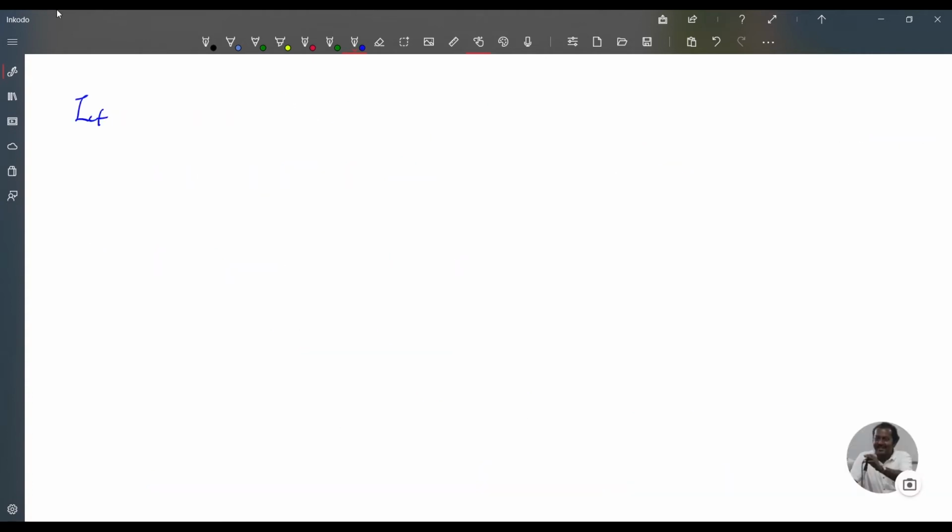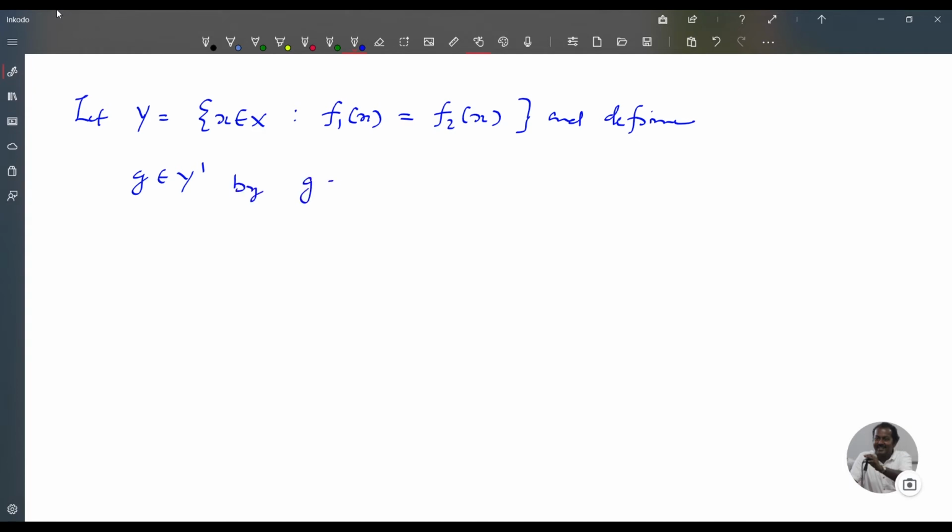Now let Y equal to the set of all x in X such that f1 of x equal to f2 of x, and define g belongs to Y dual by g is equal to f1 restricted to Y, and that is equal to f2 restricted to Y. So from this you can see that f1 and f2 are extensions of g to X. We show that norm g equal to 1.